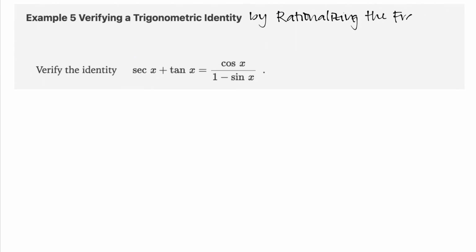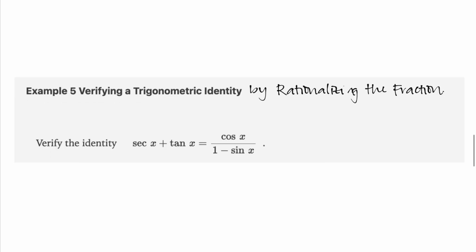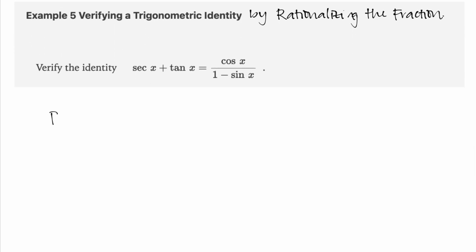on the right side. We're starting off with the right-hand side of the equation, and we're going to see what manipulation we could do to turn cosine x over 1 minus sine x into the left-hand side of the equation, so we could go ahead and say, hey, we verified it.